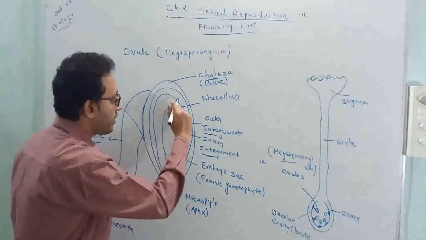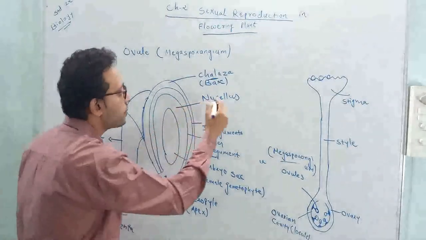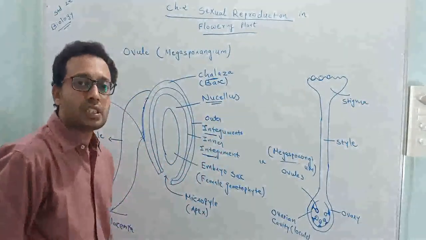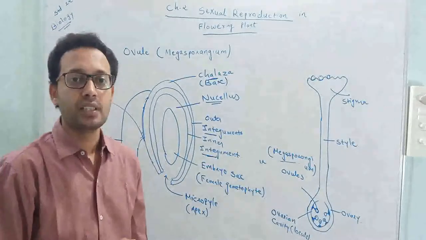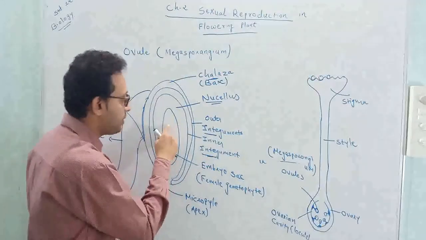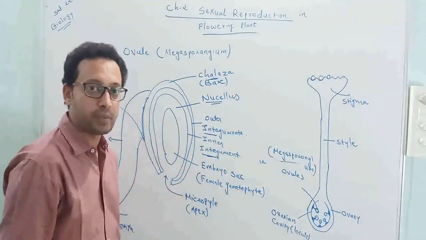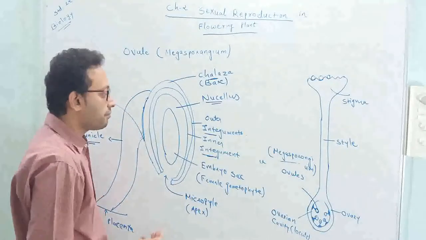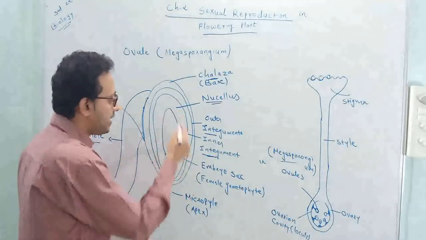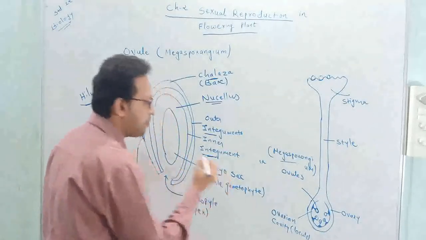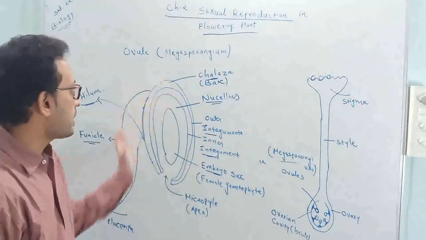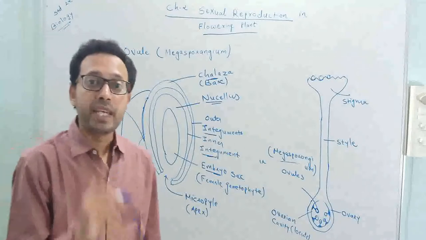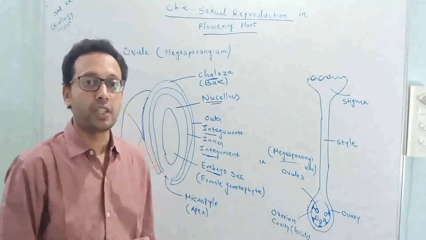Inside an integument, there is a presence of nucellus. This nucellus is filled with reserve food material, and that is provided to the embryo sac for its growth and development. Next, inside the nucellus, there is a presence of the embryo sac. So that is about the structure of the megasporangium, or you can call it an ovule.